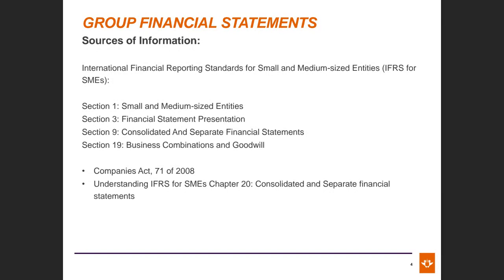So we're going to be looking at IFRS for SMEs, like I've mentioned previously. These are the different sections you can have a look at in your own time. There's section 1, section 3, section 9, section 19. Okay, so you need to look at all of these sections, and then in the textbook, Understanding IFRS for SMEs, it's in chapter 20, and it is called Consolidated and Separate Financial Statements. Okay, so have a look at that in your textbooks. In addition to these slides, okay.